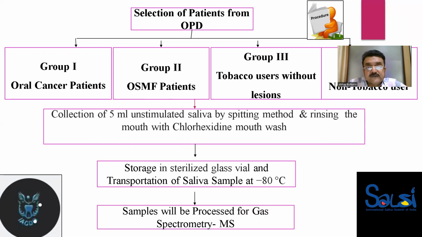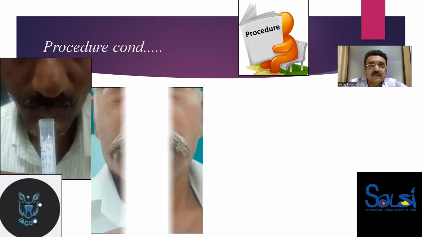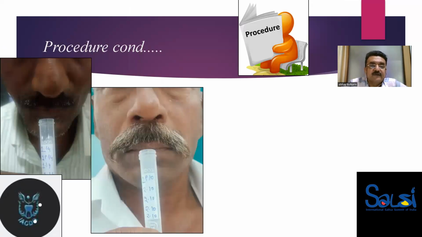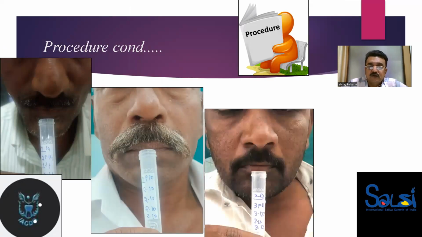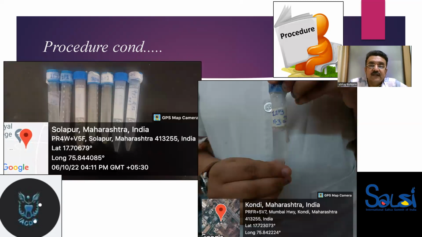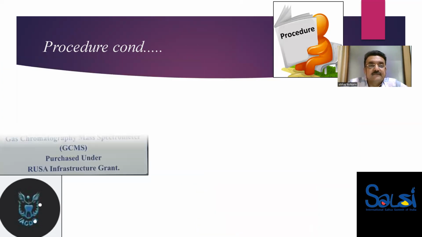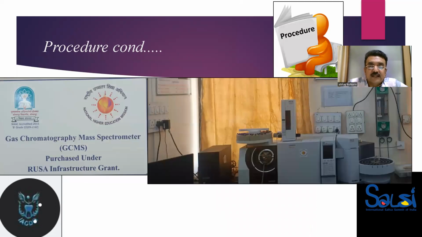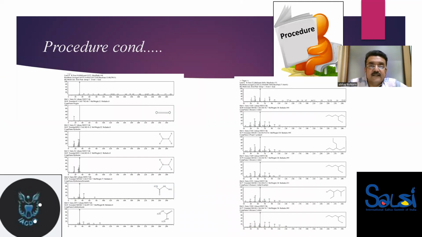And then the samples will be processed for gas chromatography mass spectrometry. This way, the labeled samples will be given and the patients will be asked to spit in the vials. All the vials will then be transported and recorded at the center. So this is the gas chromatography mass spectrometer which has been used, which is NABL accredited.